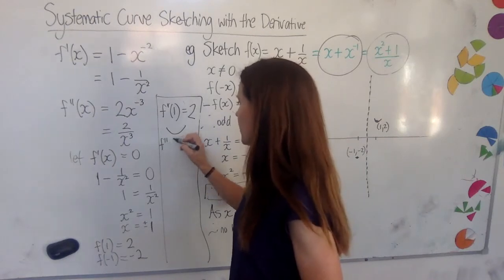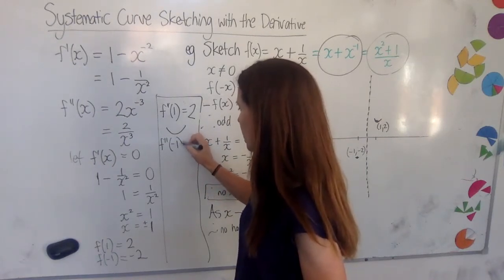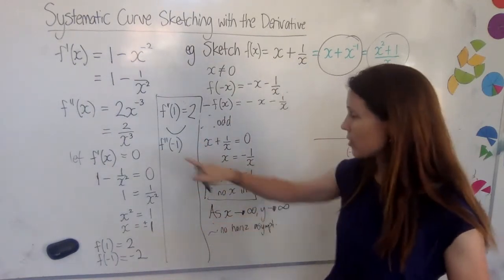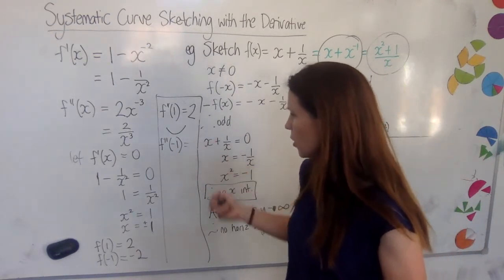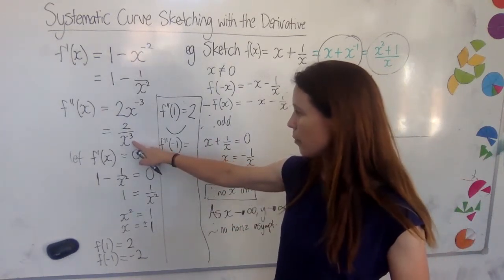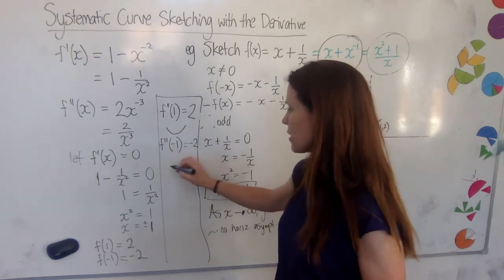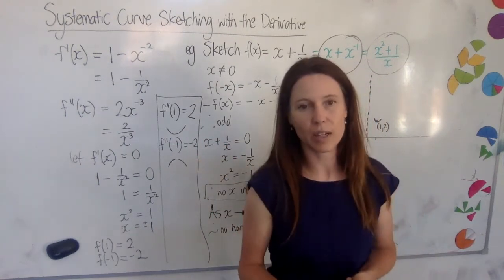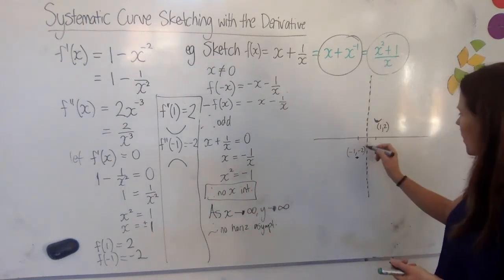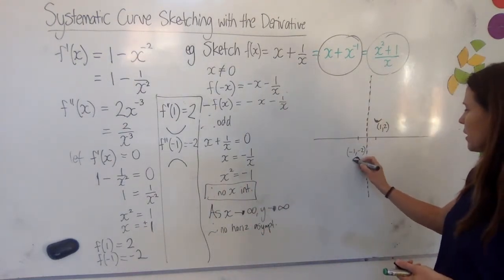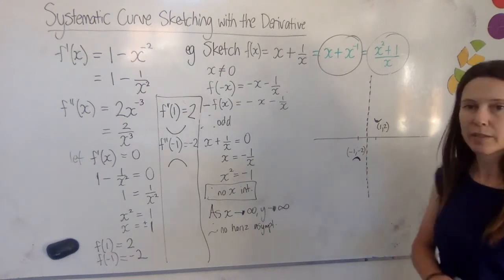Whereas when we sub minus 1 into f double dash x, we're going to get on the bottom here minus 1, and 2 over minus 1 is minus 2. Now that's negative, which tells me that it's concave down there. So that means that this turning point is a little frowny face section.